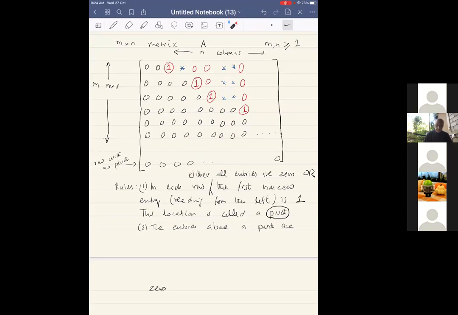So this entry, which is to the right of a pivot, and there are no pivots in the corresponding column, can be anything. Similarly, these entries, so this is to the right of this pivot, this is to the right of this pivot, this is to the right of this pivot, and there is no pivot in this column. So these guys can be arbitrary real numbers. And similarly, these guys.